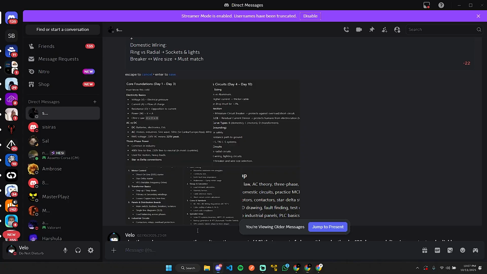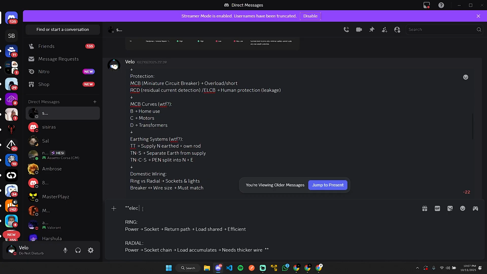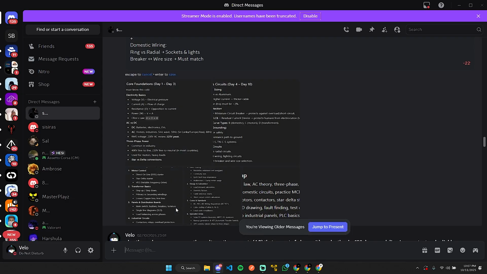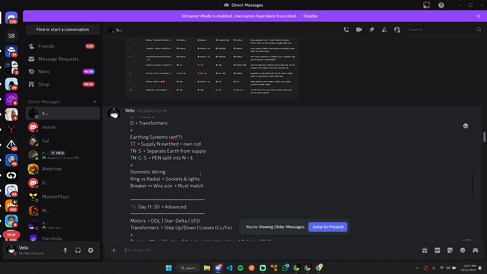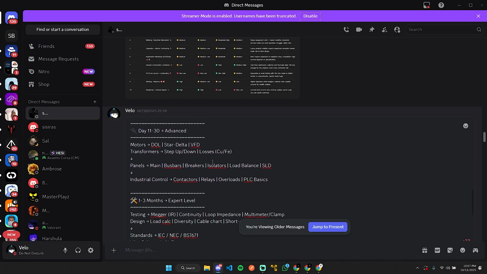Okay, so I need this basically. So type is ring versus radial. Power socket chain, load accumulates, needs thicker wire. Okay. Domestic wiring, ring versus radial, breaker and wire size must match. Interesting. Motors: DOL, star-delta, VFD. Transformers.